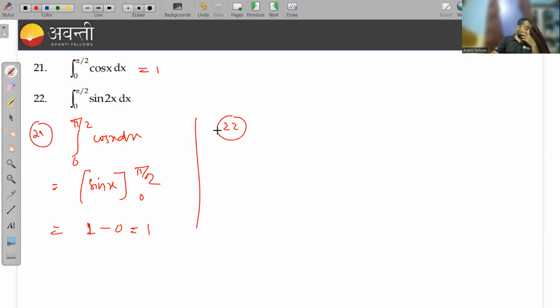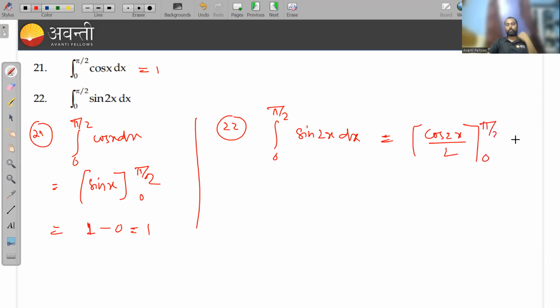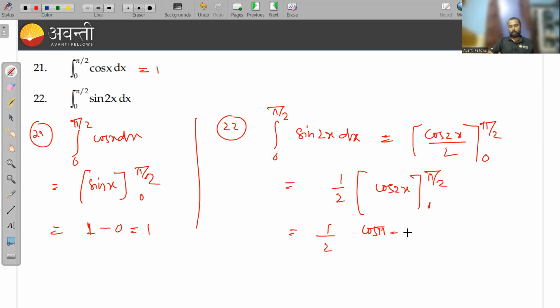Next question, what is the answer? That is 0 to pi by 2 sin of 2x with respect to x. Integration of sin of 2x is minus cos of 2x by 2. If you put the limit 0 to pi by 2, we take 1 by 2 outside, and here we have cos of 2x from 0 to pi by 2. So 1 by 2, cos of 2 into pi by 2, that is cos of pi, minus cos of 0.